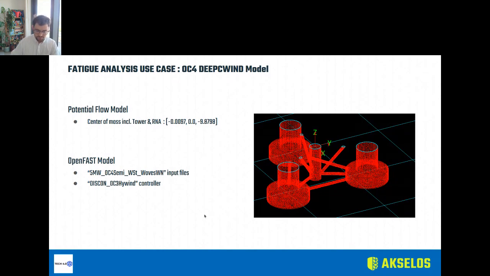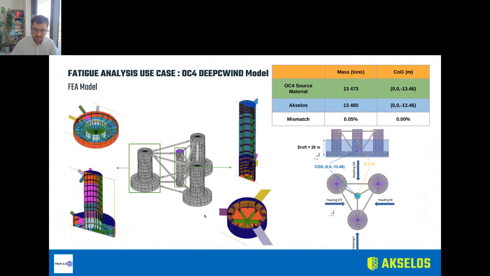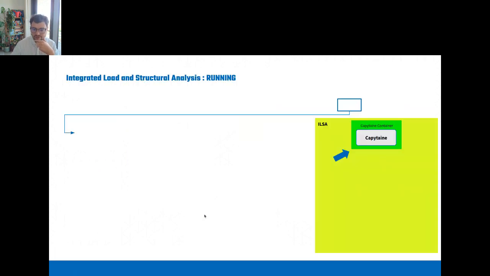We've generated a panel mesh, placed the center of mass correctly, which includes the tower and rotor nacelle assembly mass. Then we use the open source OpenFAST model, which is a 5 megawatt OC4 semi, including the DISCON OC3 high wind controller. For the FEA model, we made sure that the mass of our FEA model corresponds to the OC4 source material, both in terms of absolute mass and in terms of center of gravity or center of mass. And we see that these match perfectly.